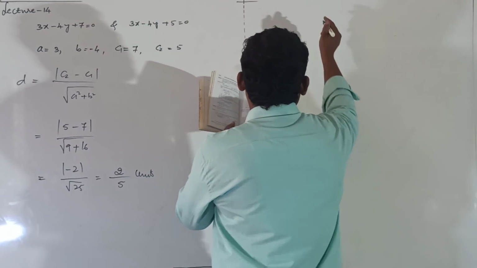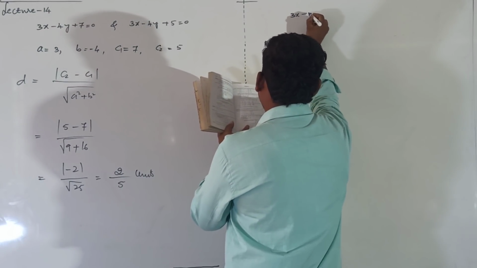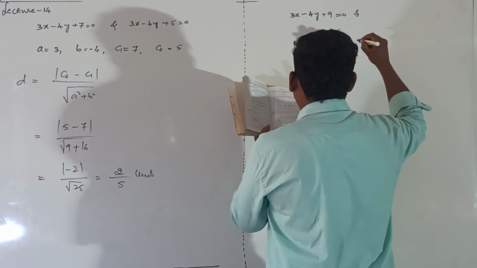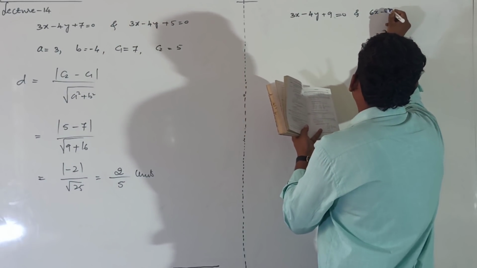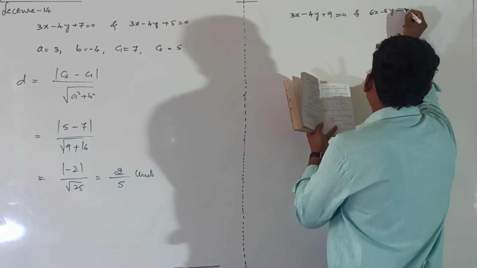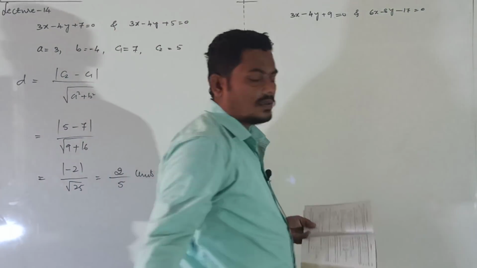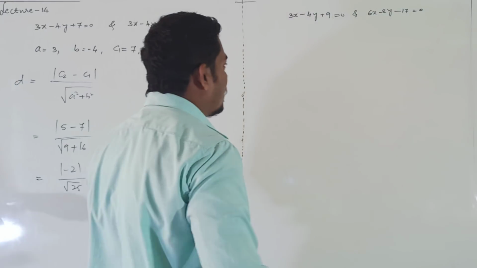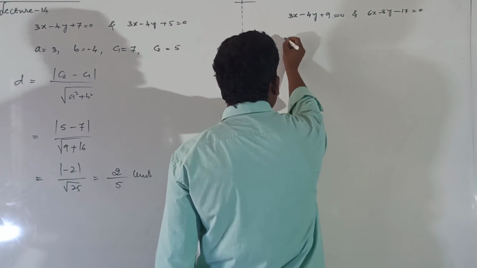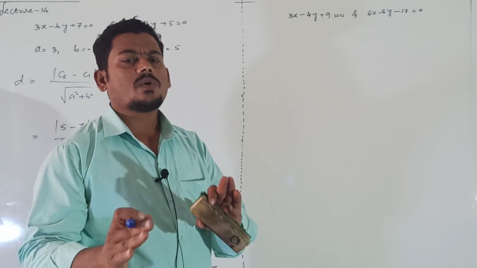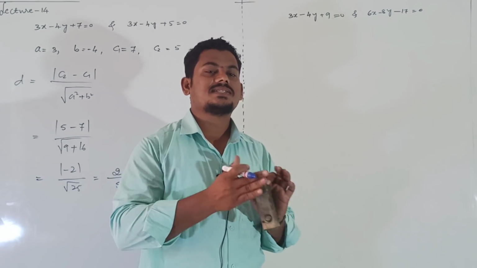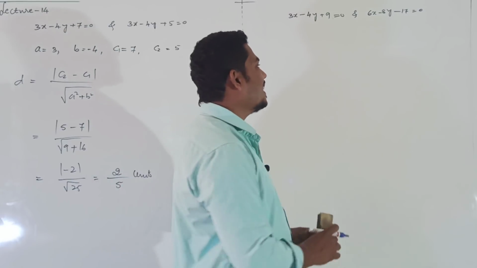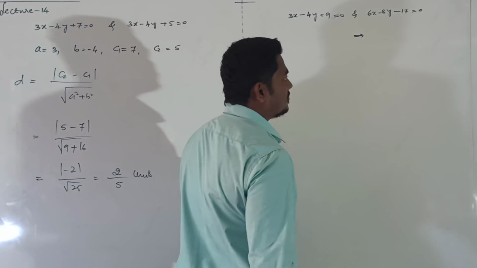Find the distance between the lines 3x minus 4y plus 9 equal to 0 and 6x minus 8y minus 17 equal to 0. Two lines are parallel when the corresponding x and y coefficients are equal or proportional. So first rewrite the given equation, means make the coefficients of x and y in both the equations the same. In both the equations the coefficients should be the same. Just rewrite the second equation.